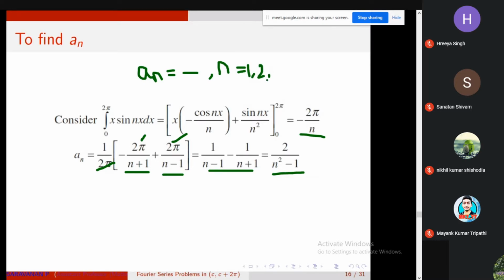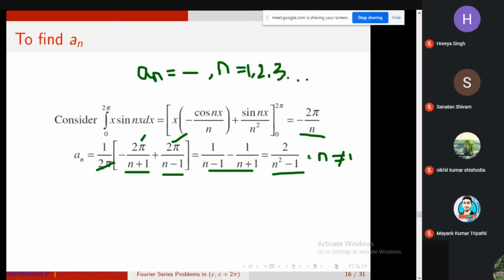In an as well as in bn, your n varies from 1, 2, 3, etc. up to infinity. So if I substitute n equal to 1, the denominator becomes 0, that is, your an becomes infinity. Therefore, whatever expression we have written here is not valid for n equal to 1.